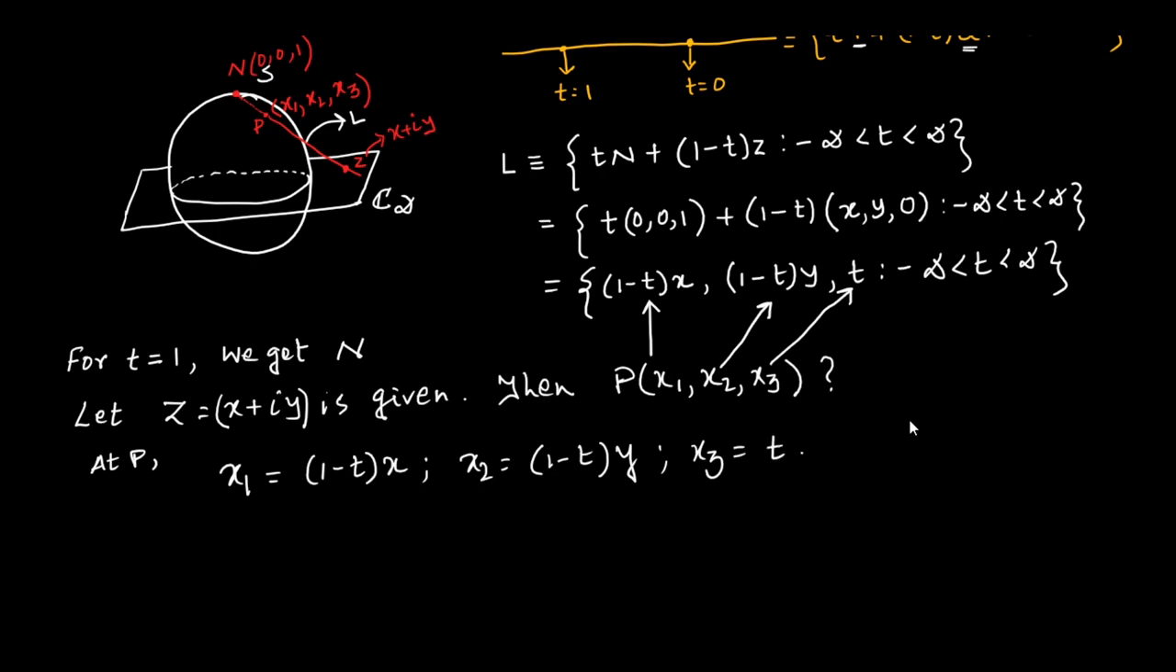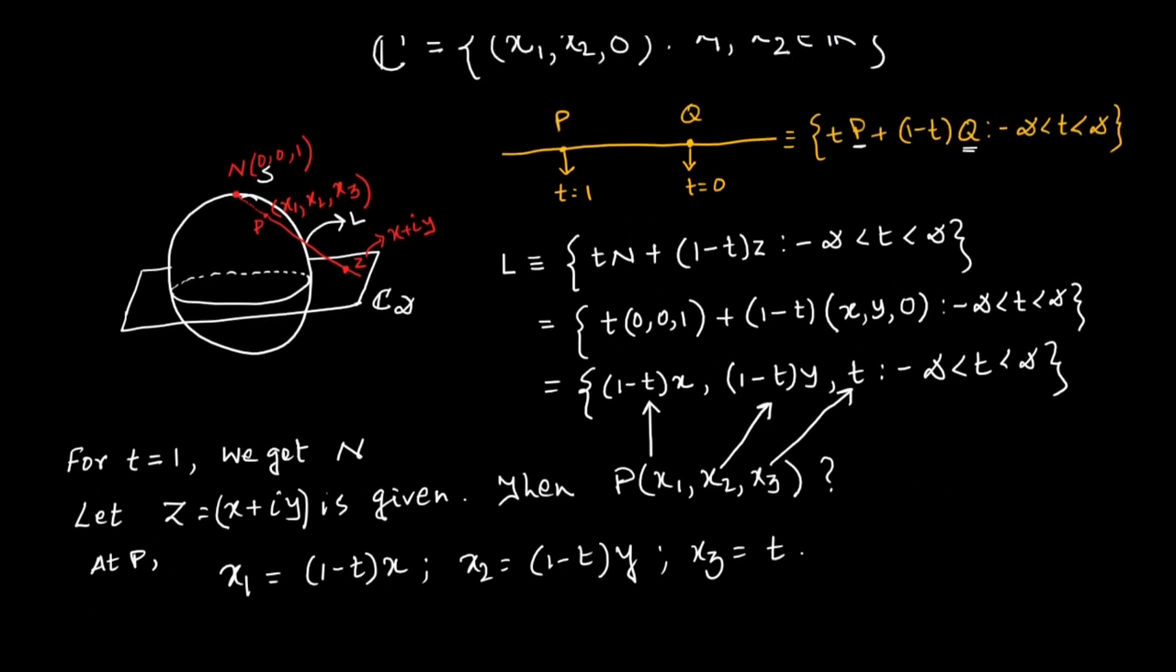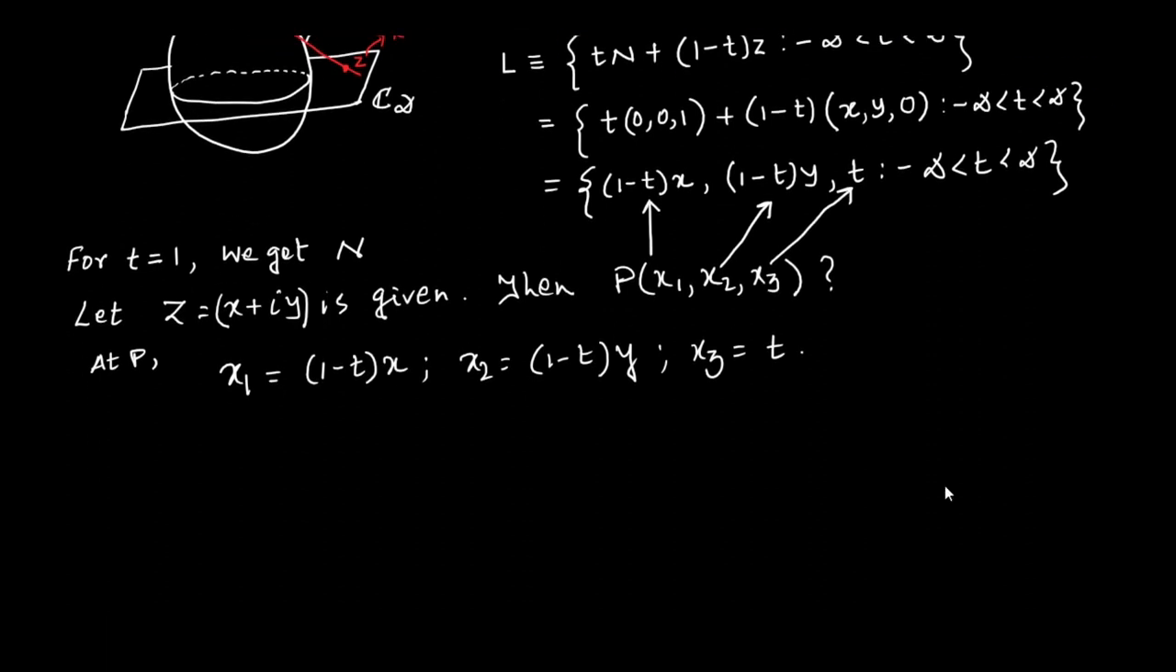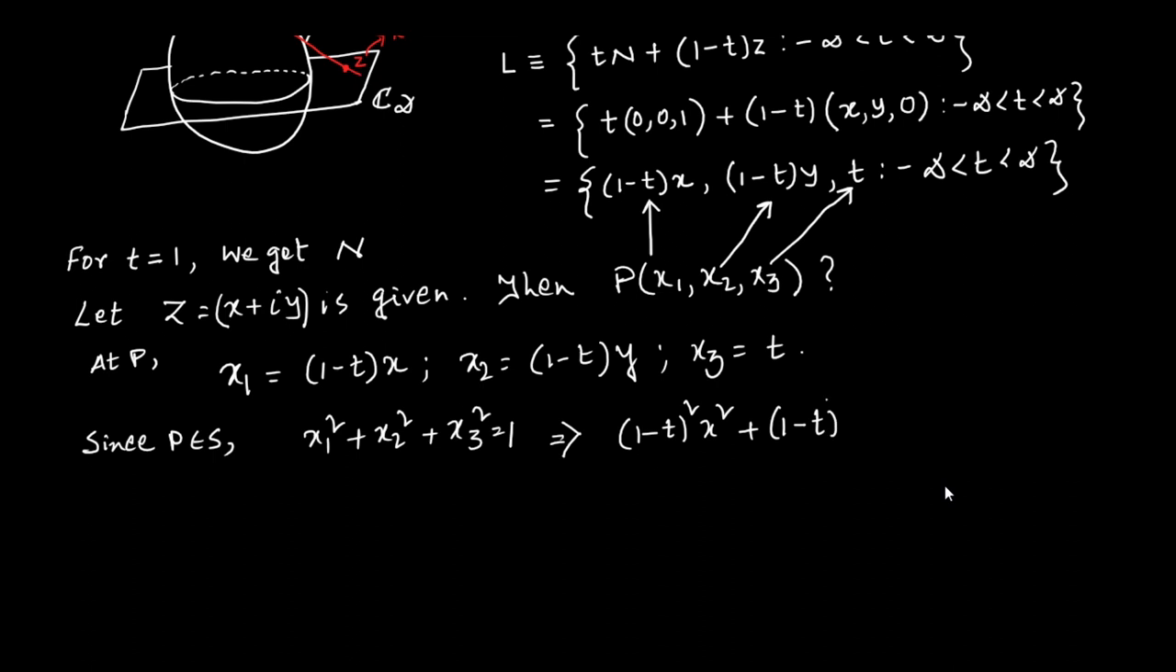Now, this P lies on the surface of this sphere. This sphere is actually a unit sphere. That means on this sphere, x1 square plus x2 square plus x3 square is equal to 1 because it is a unit sphere. So since P belongs to S, I can write x1 square plus x2 square plus x3 square is equal to 1, which implies 1 minus t whole square into x square plus 1 minus t whole square into y square plus t square is equal to 1.